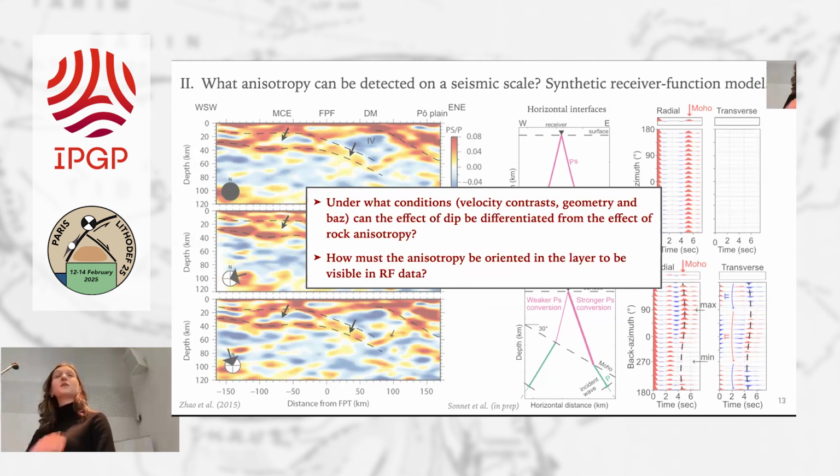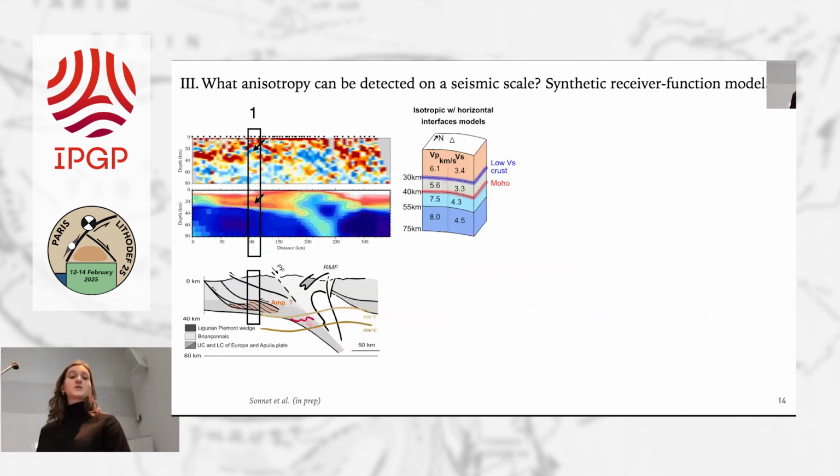To better understand this, we carried out parametric studies using synthetic receiver function models like the previous one. We first start at the front of the belt, where the interfaces are supposed to be horizontal, and we generate some velocity models that are as close as possible to what is shown by the geophysical image. The gray layer here represents the lower crust, so we are expecting a negative conversion at its top and a positive conversion at its bottom, which is the Moho.